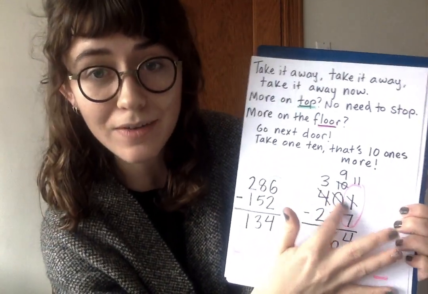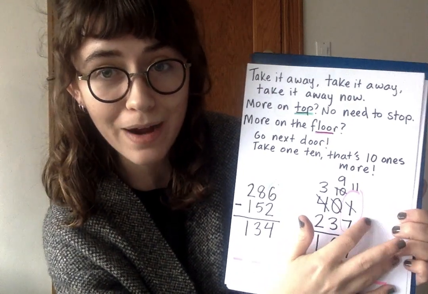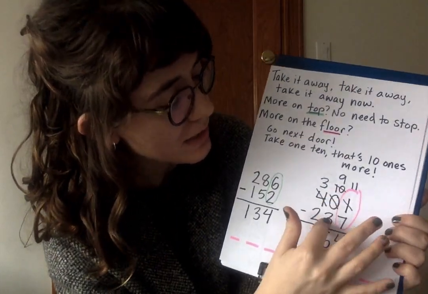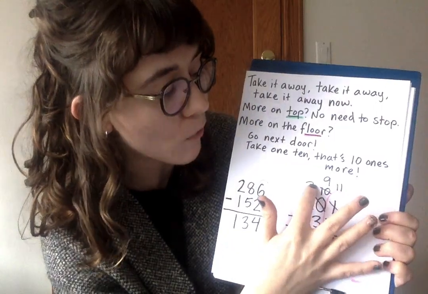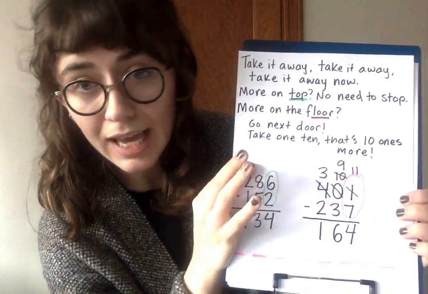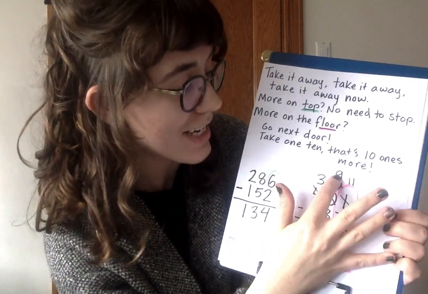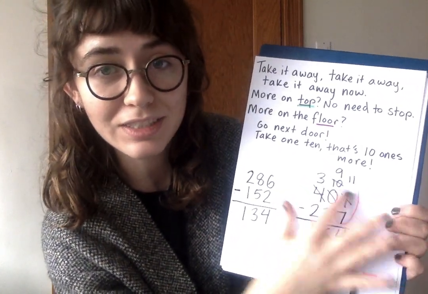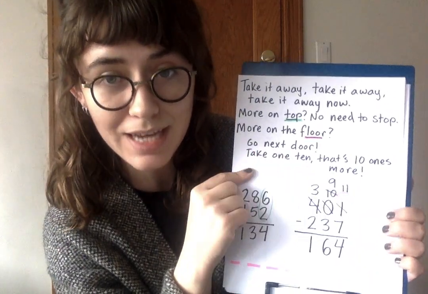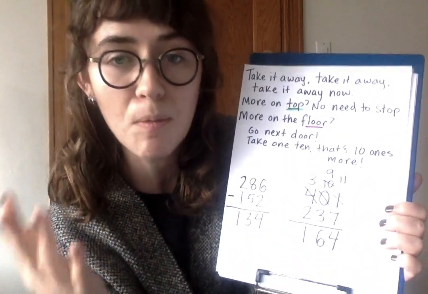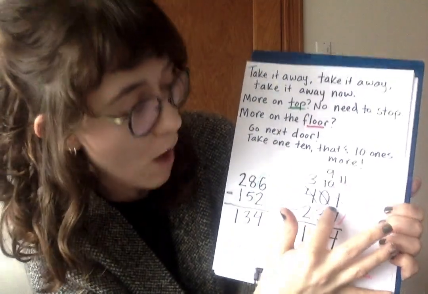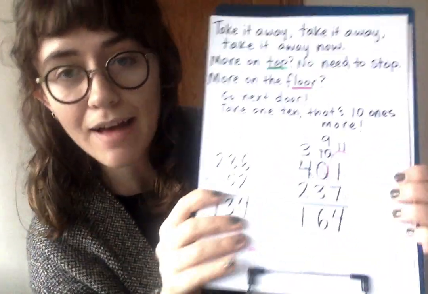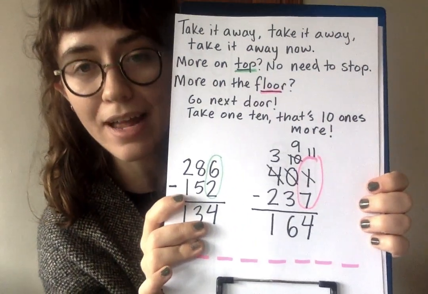Then it turns out now I do have enough tens, because remember I was starting in the ones place and I didn't have enough. So over here in the tens place, I unbundle one of those tens, and now I have 9 tens, and I put 10 more ones over in the ones place. Just like more on the floor, go next door, take 1 10, that's 10 ones more. So I had 1 one, and now I have 10 more ones, so 1 plus 10 is 11. So now I'm all set to subtract.